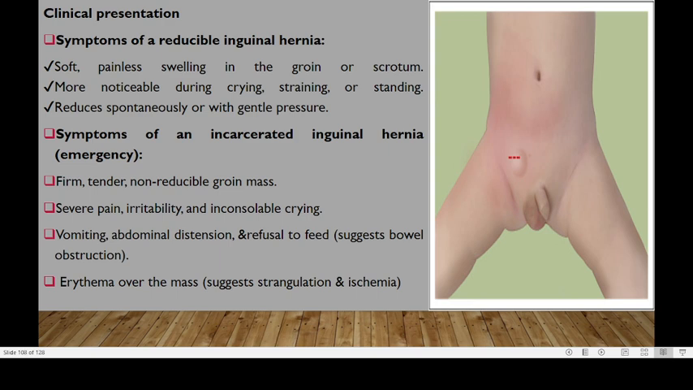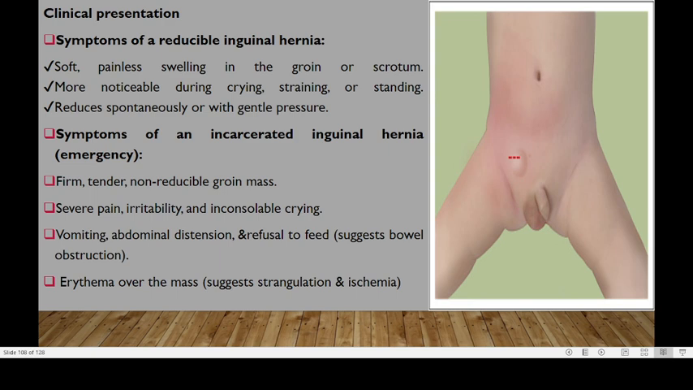Symptoms of a reducible inguinal hernia include a soft, painless swelling in the groin or scrotum, right? Notice our inguinal hernia on our diagram. We have labeled it, painted red. You can see it. More noticeable during crying, straining, or standing. Reduces spontaneously with gentle pressure.